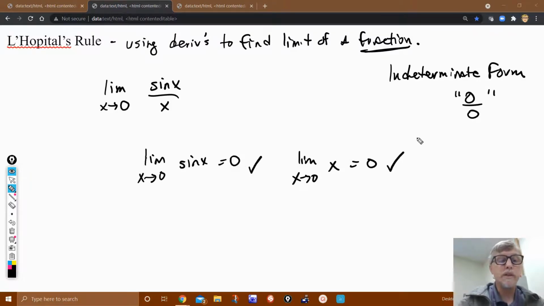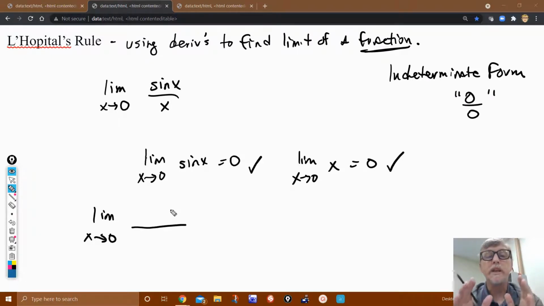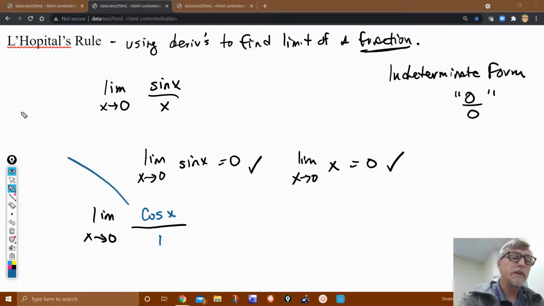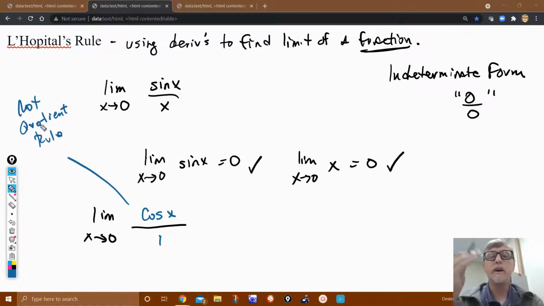If both of these exist, then what we can do is, instead of taking the limit of the original fraction, take the derivative of both parts of the fraction. Now, I want to be really clear about this. I am not taking the derivative of the entire fraction. I'll write that out as a reminder in a moment. What I want to do is take the derivative of just the numerator, so that's cosine x, and the derivative of the denominator, okay? So this is not the quotient rule. I do not want to differentiate the entire fraction. I just want to do the top part and the bottom part separately.